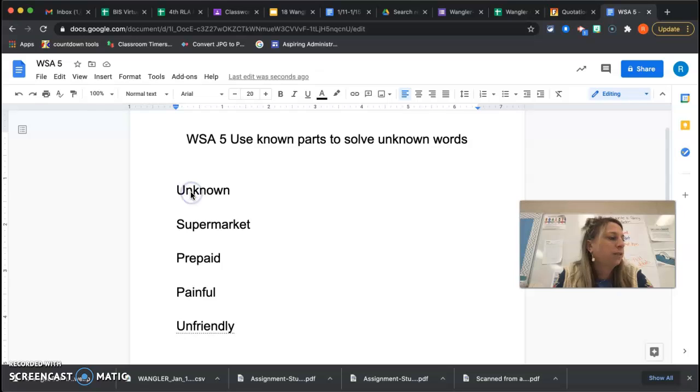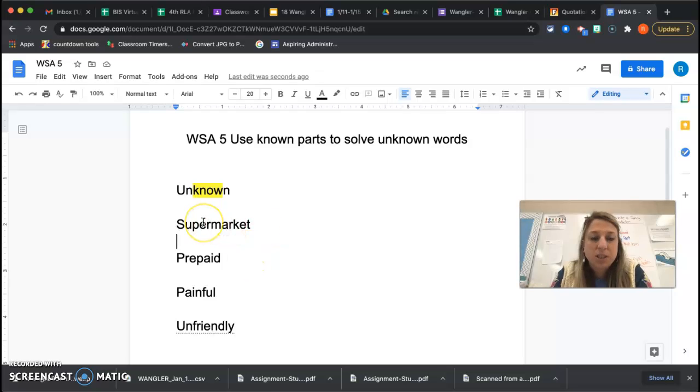So like this word, for instance, unknown. I know that un means like not or undo, and I know the word know means like I know something. So unknown would be like something not known, and I would break it apart by the parts that I know. So I might highlight the parts that I know, and then look at the other part, or highlight the root word and look at the prefix and the suffix to understand that word better.